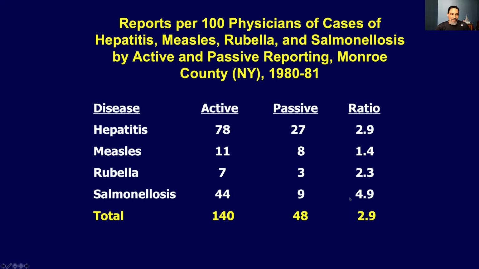So as you might expect, the case finding that you get is much more complete in active surveillance compared to passive surveillance. This was an old example, but it makes the point where they compared an active approach to a passive approach to surveillance for 4 different infectious diseases here. In the active surveillance mode, they were detecting 140 cases of each of these different infections, whereas with passive surveillance, only 48 cases were detected. And you can see, the active surveillance tended to identify between 40% to 500% more cases than the passive approach.